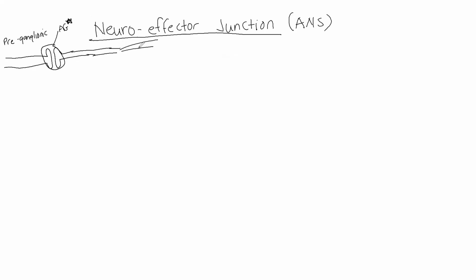What we see is that we've got the endings of this axon, and then we've got these swellings along the endings here, along the nerve endings that are called varicosities. Okay, this is only found along the postganglionic neuron. So this is the postganglionic. Okay, and these are varicosities.